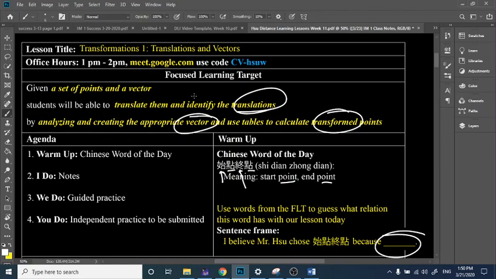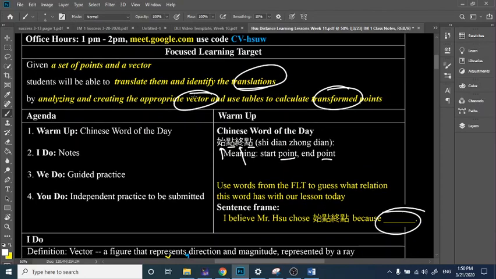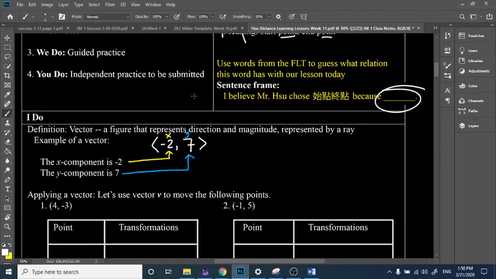Okay. So let's move on to the lesson part. The first thing is, what is a vector? So it's a figure that represents direction and magnitude. So before I move on, I would like you guys to make sure to copy this down. So just pause the video and then write, copy.